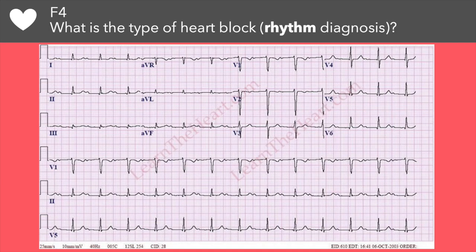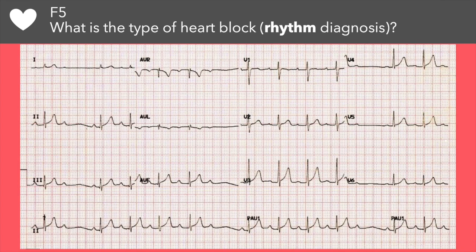The PR is greater than 200 milliseconds or one large box. So here's the end of my P. This PR interval is greater than one large box. F5. What is the type of heart block rhythm diagnosis?